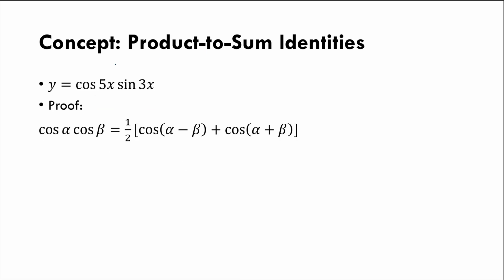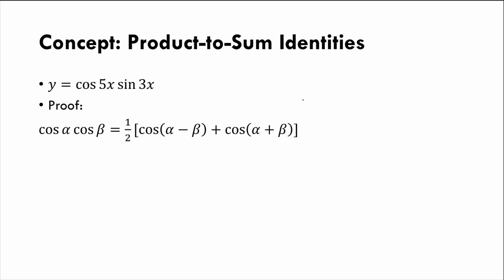Sometimes, especially in a calculus sense, we might be given cosine of 5x times sine of 3x, something along these lines. And it's going to be a lot easier if we can rework this to be the sum or the difference of some angles. So this is where this comes in handy. We're going to prove that the cosine of alpha times the cosine of beta is equal to 1/2 [cosine alpha minus beta plus cosine alpha plus beta].